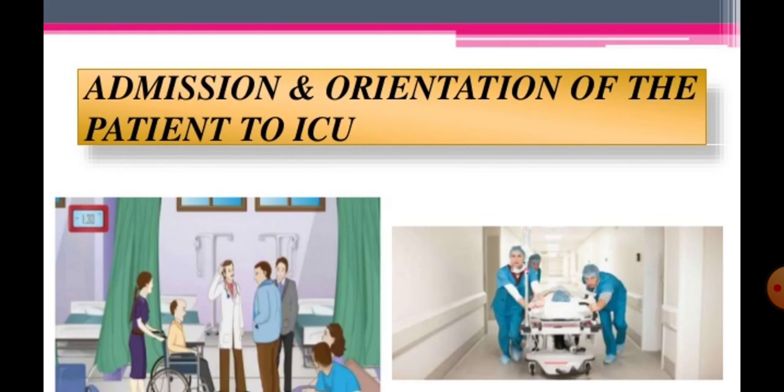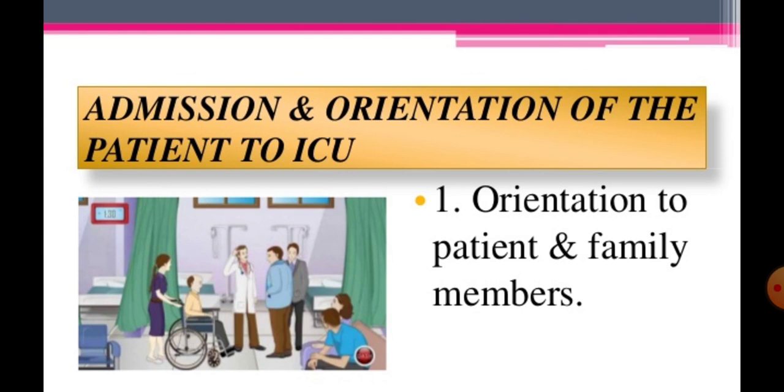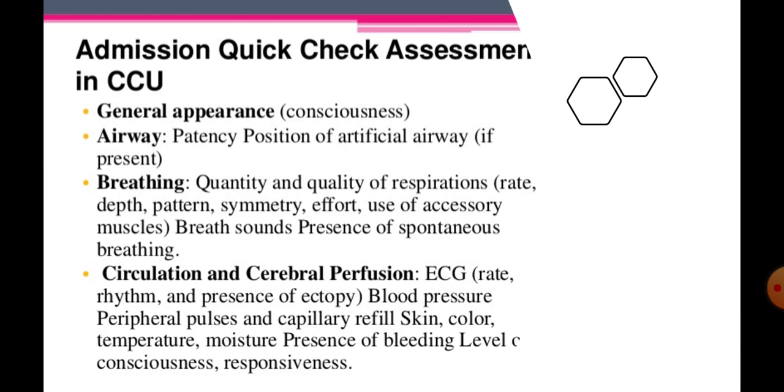So let's see when the patient comes to the ICU, the admission and orientation of the patient to the ICU. First, we should give the orientation to the patient as well as the family members. When the patient comes to the ICU setup, the admission quick check assessment has to be done. So let's see what they are. The general appearance of the patient, that is whether the patient is conscious or unconscious. And we should also check the airway, the patency and position of the airway if present.